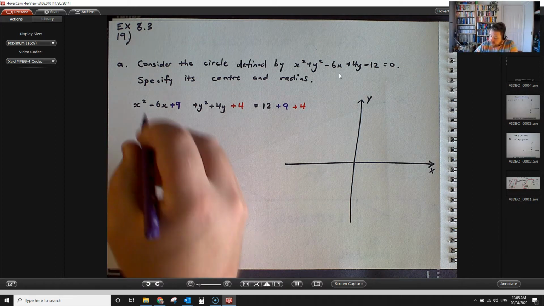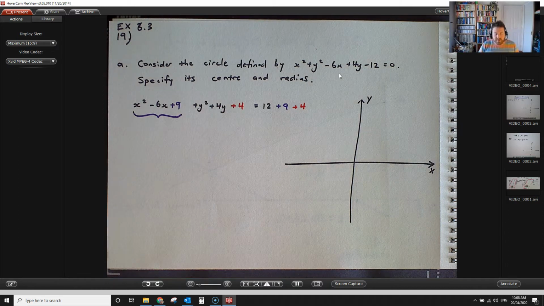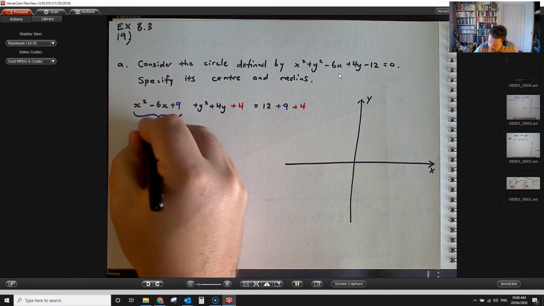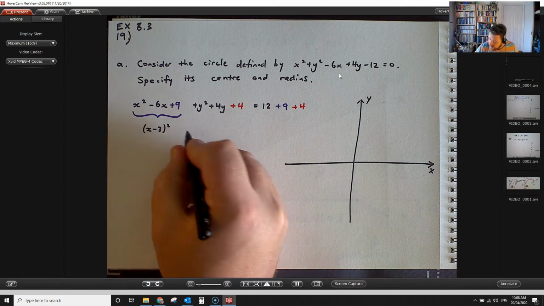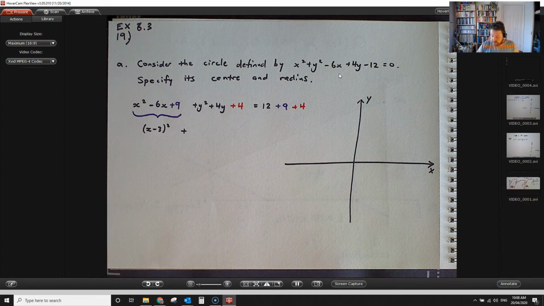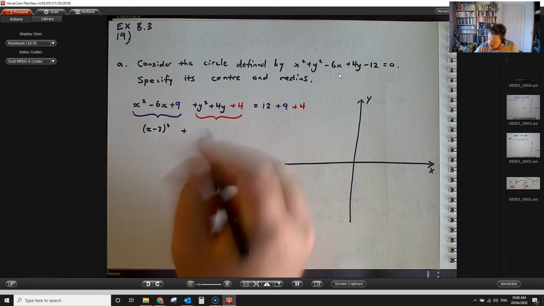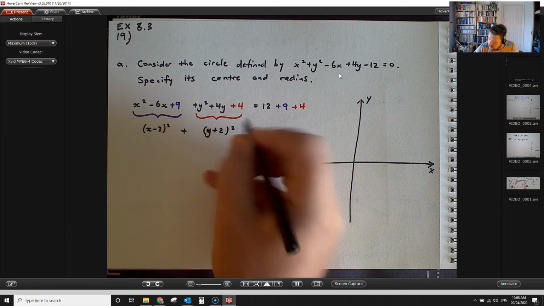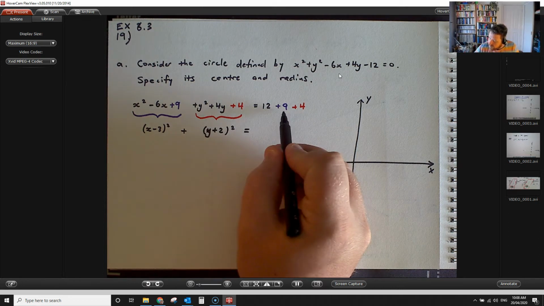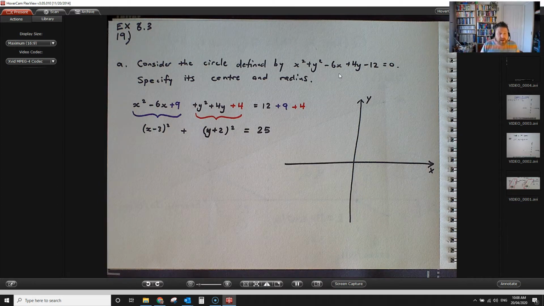The nice thing there, of course, is that this thing here is now a perfect square. In fact, it's x minus 3 all squared. And of course this bit here is also a perfect square, and that's going to be y plus 2 all squared. And on this side here we're going to have 12 plus 9 is 21, plus 4 makes 25. Oh, what a nice coincidence, a radius of 5, and we're done. That's in that nice format that we expect circles to come in.